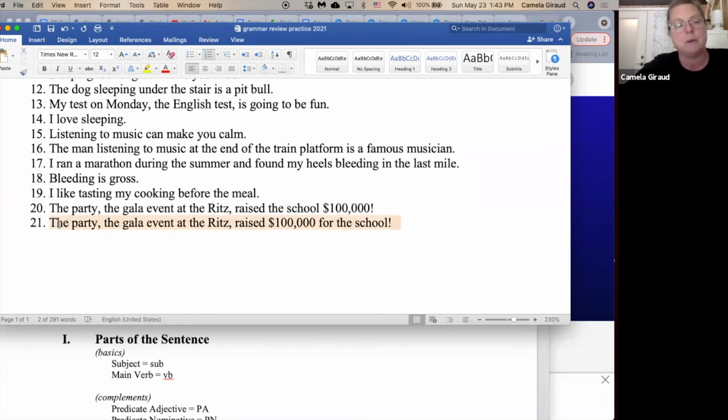And then I put this one in there just because I want to point out the difference. Here's your party is the subject, gala event at the Ritz is the appositive. Still raised what? Raised $100,000 is still the direct object, but now you have this guy. And remember, if it's a prep phrase, you're not going to find a complement or a subject in it. That's really important for the school. Why did they do the raising? You could say that's why that verbing happened. So that's a prep phrase adverb.